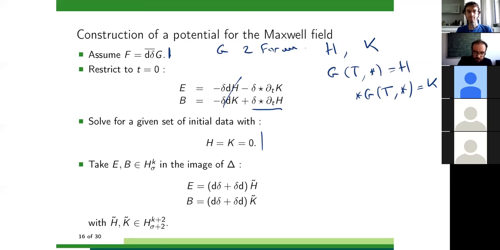And so instead of solving this equation, I will solve my Laplacian, and I know that I can construct a preimage by the Laplacian of E and B, which belongs to that space. And this is a preimage of E and B, H tilde, K tilde, okay?